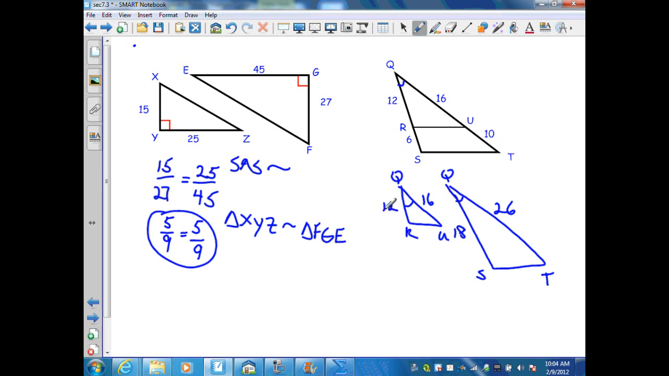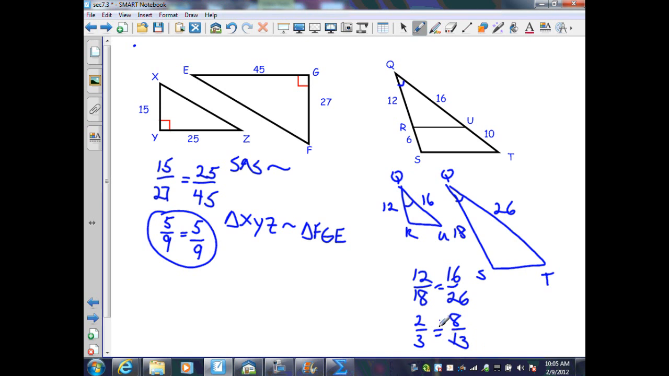So small over small, which is going to give me 12 over 18, and determine if that's equal to large over large, which is 16 over 26. And when I simplify, 6 is going to go into both. I'm going to get 2/3. And on this one, I'm going to have 2 go into both, which is going to give me 8/13.